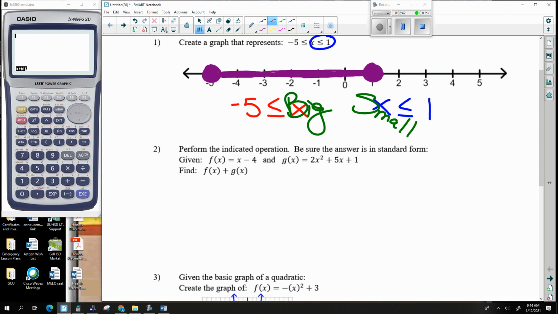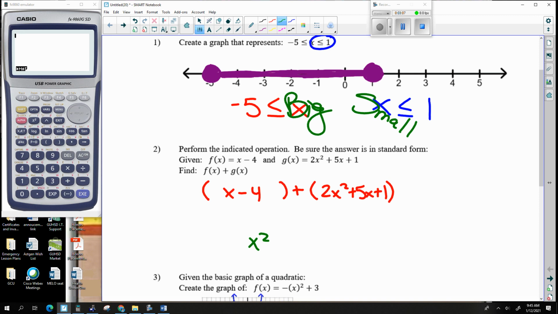All right, this next problem we have f plus g. I think this might be a question from last chapter, but it carries over. F is x minus 4. G is 2x squared plus 5x plus 1. So this is f plus g. With this plus, there's no real funny business going on. We just put all the correct things together.